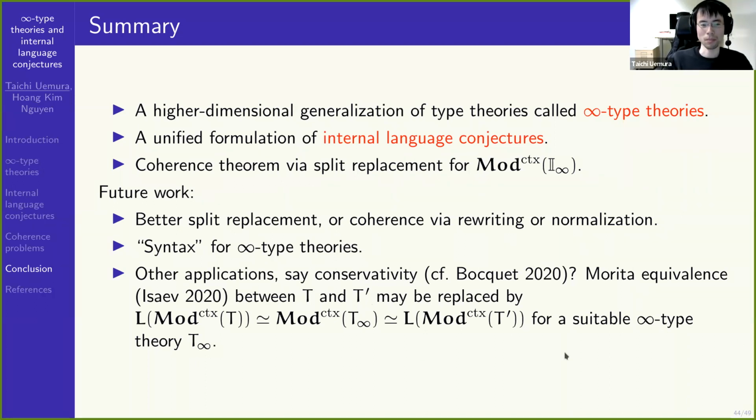Conservativity is expressed by multi-equivalence between type theories, which is formulated as a Quillen equivalence between the semi-model structures. But such a Quillen equivalence essentially expresses an equivalence between the localizations. So maybe it is convenient to work in the infinity type theoretic setting, but maybe, I don't know. I think this is a possible application of infinity type theories.